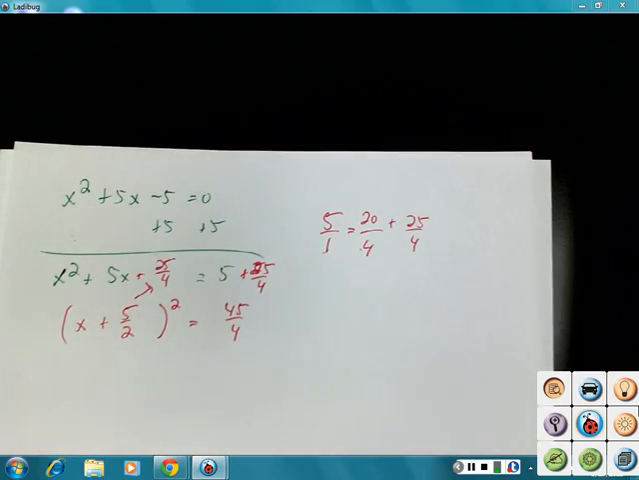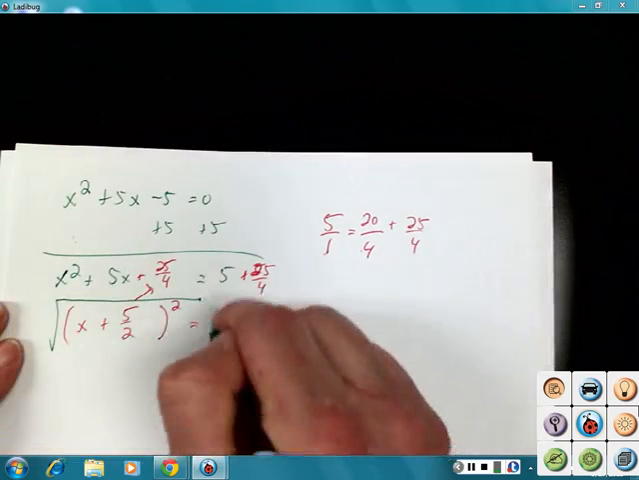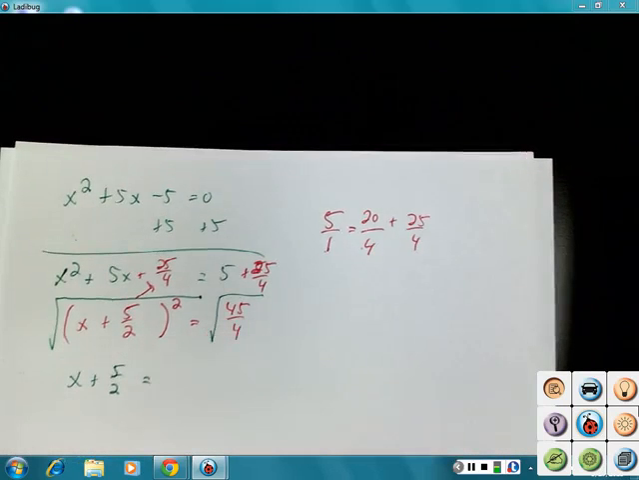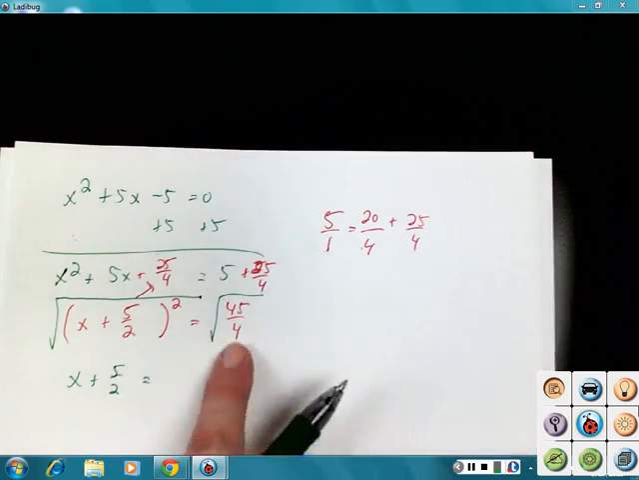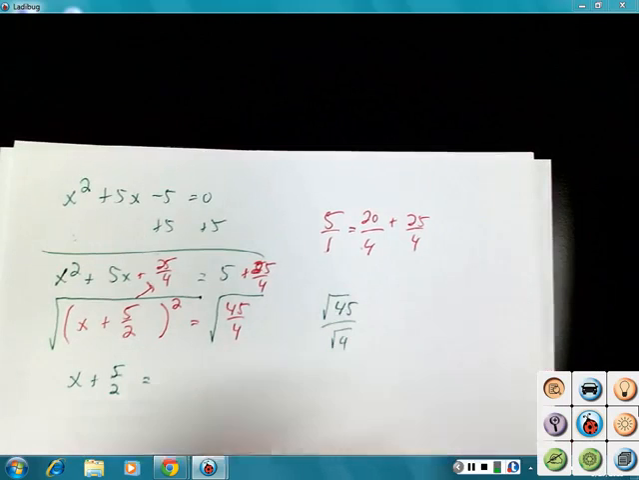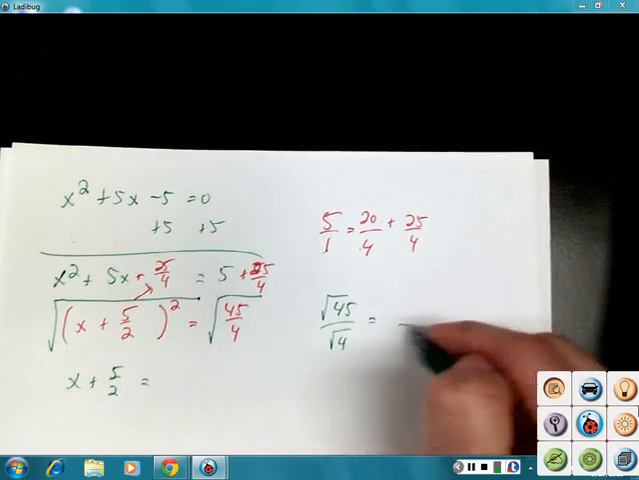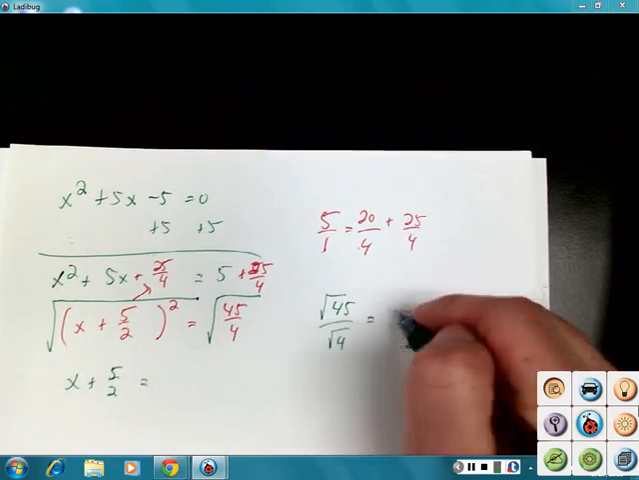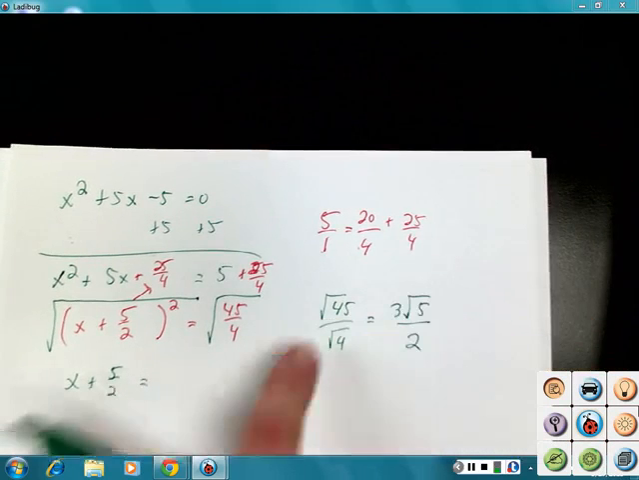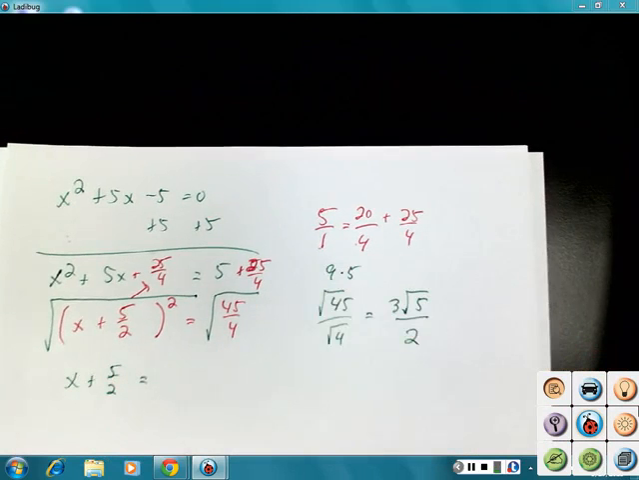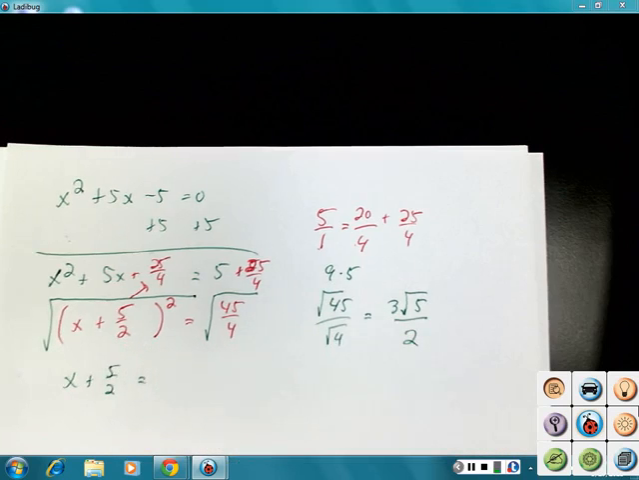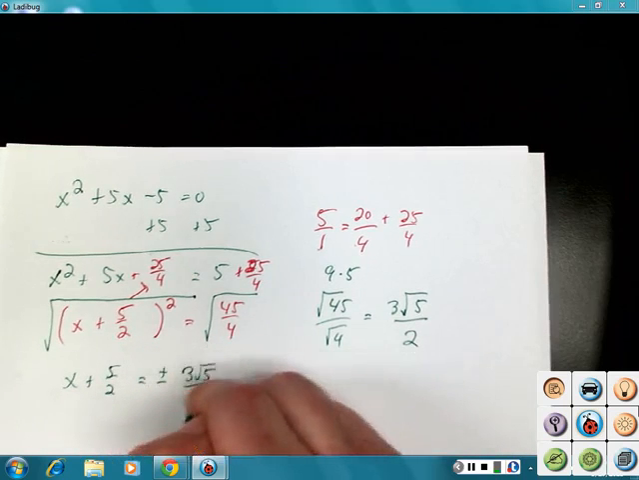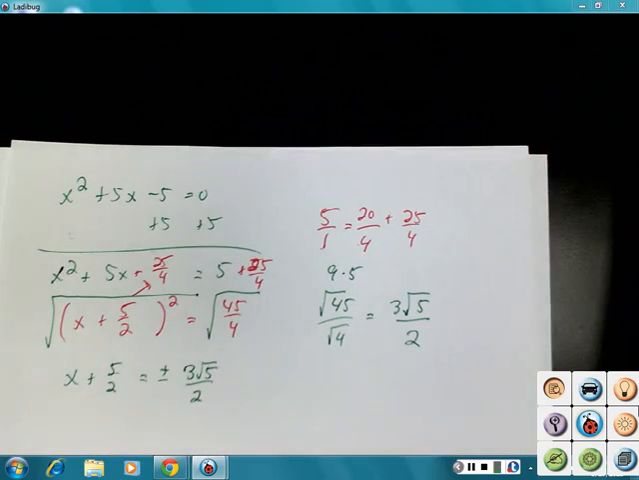Finishing it off, I need to take the square root of each side. The square root of this side is kind of easy, that's x plus 5 over 2. The square root of this side gets a little more complicated, because back in chapter 9, you had the square root of 45 over the square root of 4, and we could break that apart and get a 2 on the bottom, because the square root of 4 is 2. Square root of 45, I can pull out a 3 and leave a 5, because 45 is made up of 9 times 5, and since 9 is a perfect square, I can pull out a 3, and I end up with 3 square root of 5. So down here I have plus or minus 3 square root of 5 all over 2. We're good so far?